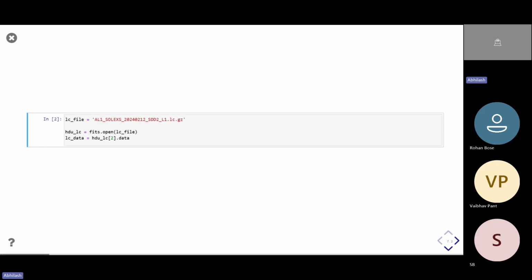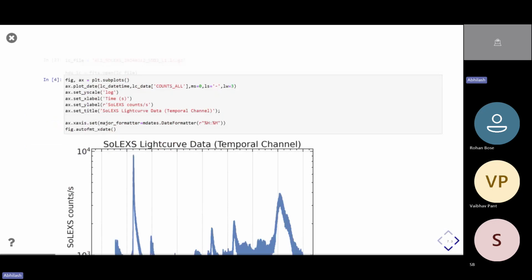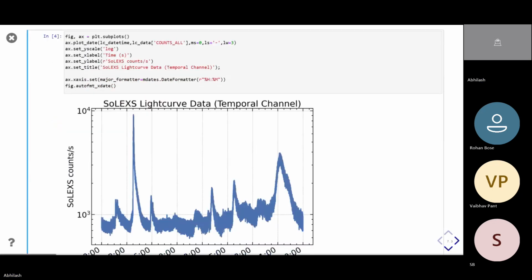I'm using one for that. And of course you can use AstroPy's FITS routines to open and view the data as well. If you just plot the data, this is what it will look like.